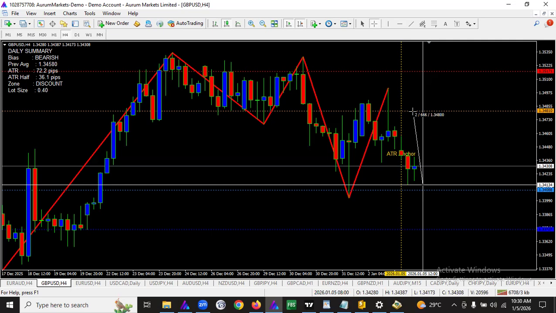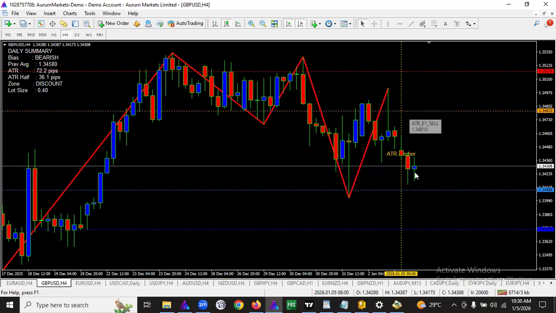Now, this indicator is suggesting you sell from this level or this level. That's what the indicator is indicating: that this should be your entry 1, entry 2. Now, look at what we have here. We have this you can work with. This is high. This is low.